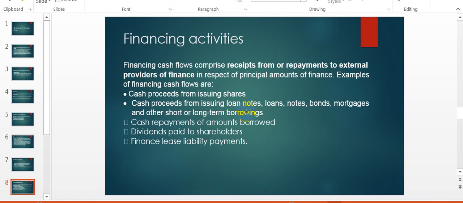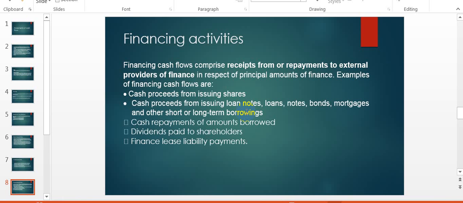Now, in either situation, two things could happen. You could raise more funds by issuing more shares. With the debt, you could raise more funds by borrowing. If you've borrowed more funds, then cash has come in.